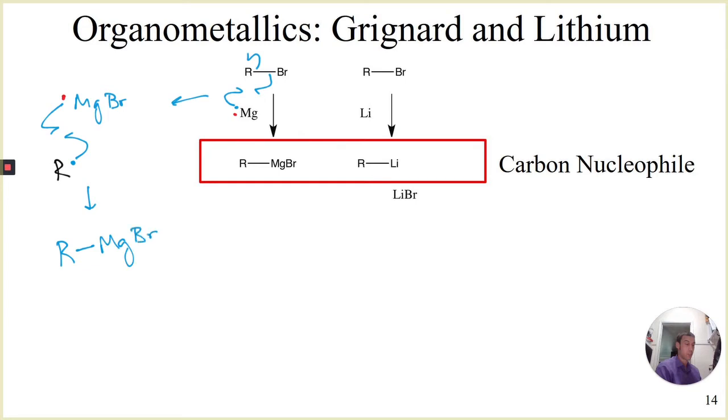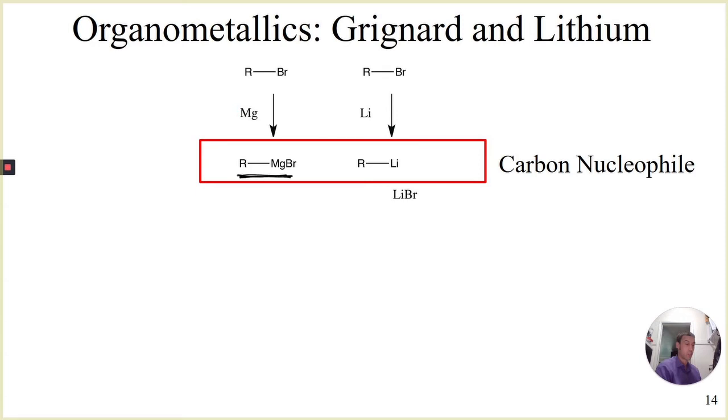Because magnesium is lower in electronegativity than both the bromine and the carbon, and the bromine pulls the electrons away, effectively giving us R minus, Mg plus 2, and Br minus. Okay? It is that R minus that is our carbon nucleophile, and that's the big kicker when we're looking at the Grignard reagent. So if you see something like this with our RMgBr, what you should immediately be interpreting that as is R minus, or a negative carbon.